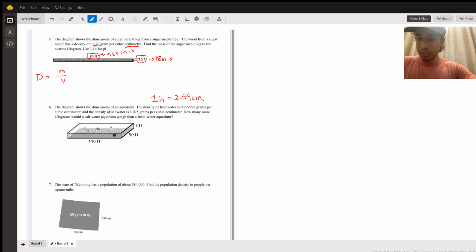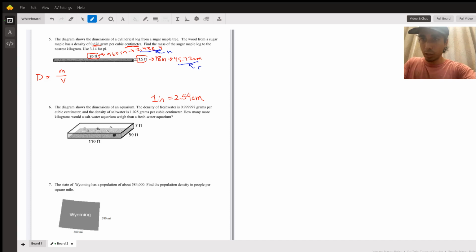So for that length, 960 times 2.54 is 2,438.4. And that is going to be the height of the cylinder. All right, this is going to be the height. And then the 18 times 2.54, that's going to be our radius. 18 times 2.54 is 45.72 centimeters. And that is going to be our radius. Excellent. Okay, so now we've got everything we need to find the volume of this log here.